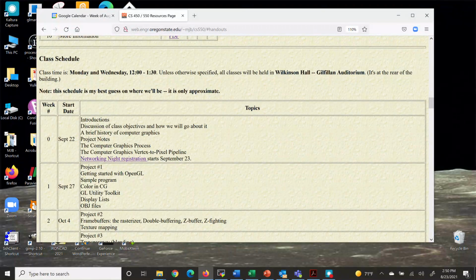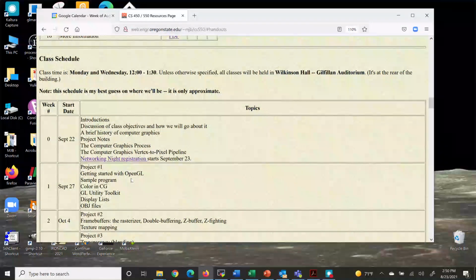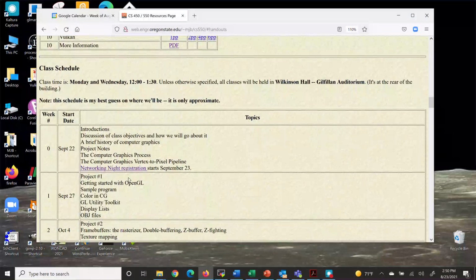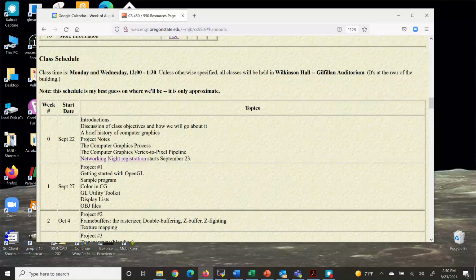Here's what we're going to do in week 1. This sort of lets you plan out what's expected, what note sets you ought to be looking at, and when projects are going to be explained. This is all here for your benefit, so definitely take advantage of it.